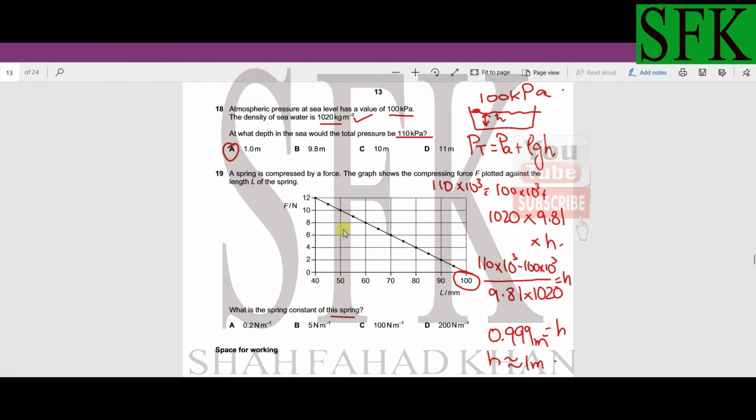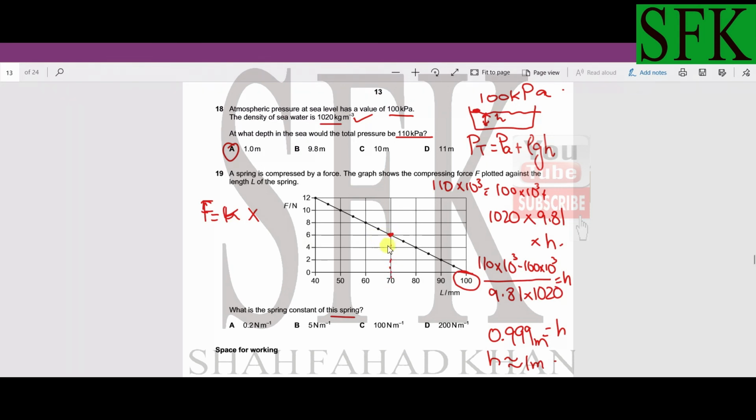To calculate the spring constant, the formula is F equals kx. This is the formula from Hooke's law. We know that force is proportional to extension or compression, right? So now we need to calculate the value of k. How to calculate the value of k? To calculate the value of k, let's take any one of the values. Let's assume this point over here.